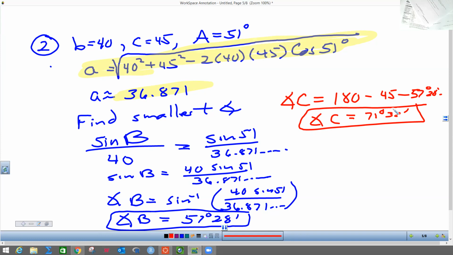Yes? 45. Huh? What about the 45? I think you can 51. Oh, it is 51. My bad. I looked at the wrong number up there. It's supposed to be the degrees. Sorry. Is it still 71.32? Yeah. Okay, my bad. That's all you. All right, that's what you're doing.